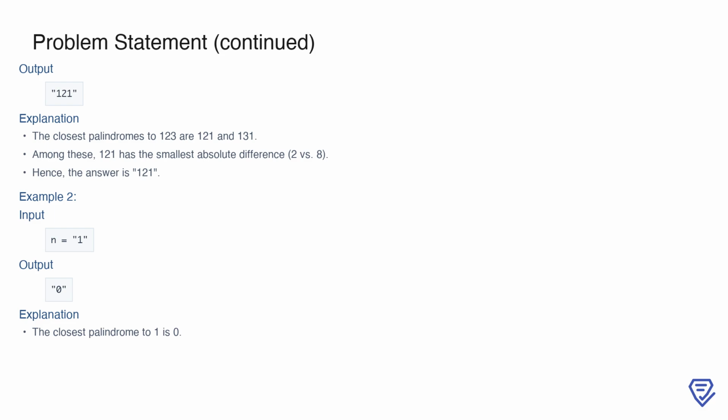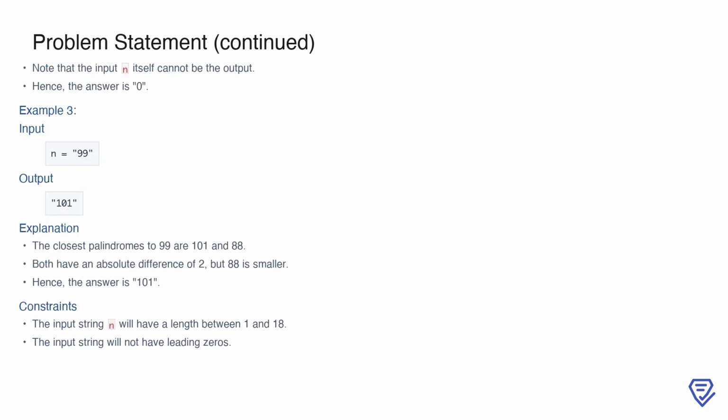For an input of n equals 123, the closest palindromes are 121 and 131. Here, 121 is closer to 123 because the absolute difference is 2, compared to 8 for 131. Therefore, the output is 121. In another example, where the input is n equals 1, the closest palindrome is 0. Even though the absolute difference is 1 in this case, we are explicitly told that the output cannot be the same as the input. Thus, the answer is 0.